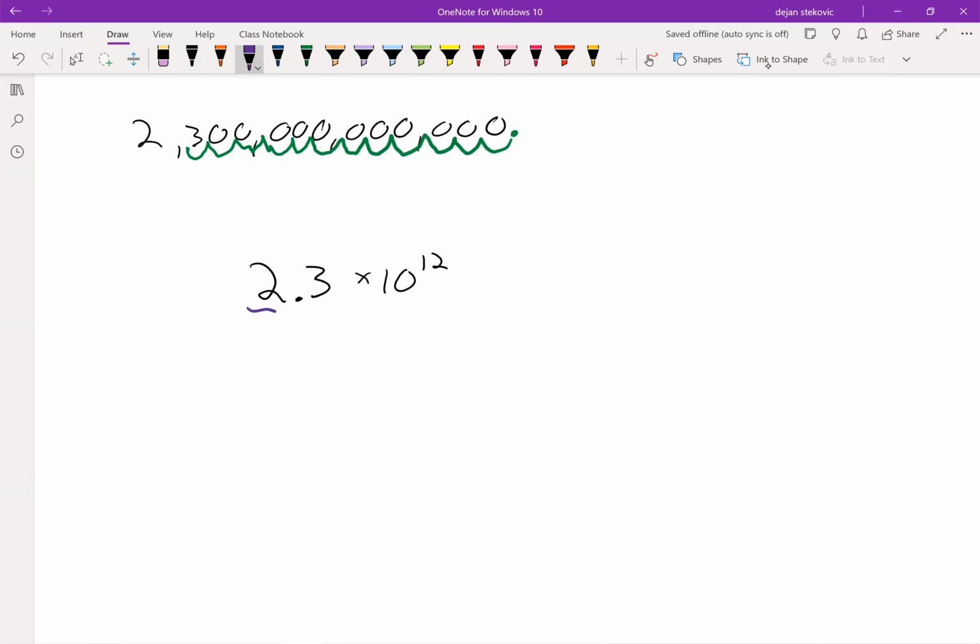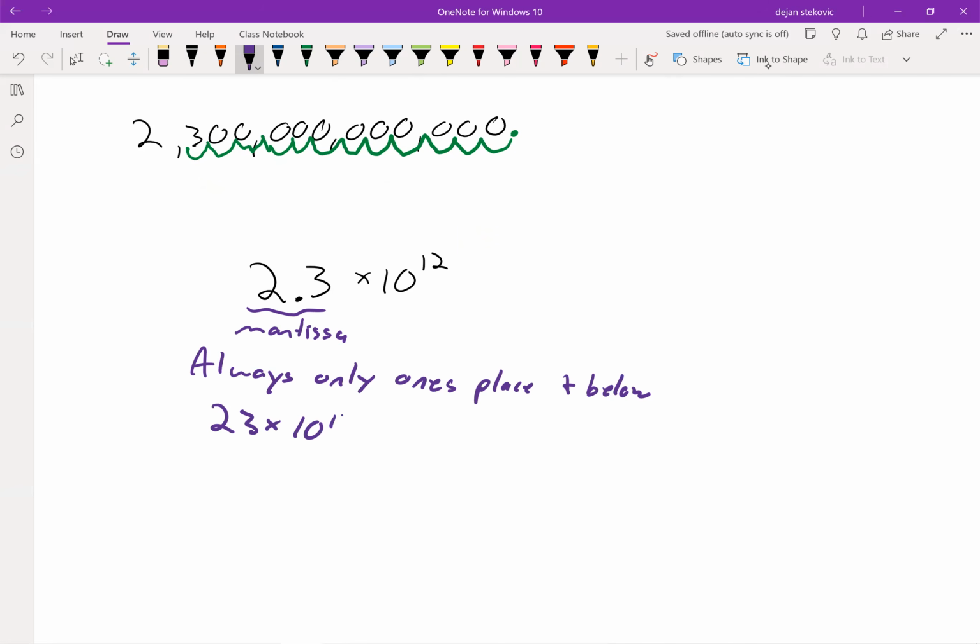And so this part of the number is called the mantissa. You don't have to know that, but it's always only the ones place and below. Right, so for example, you are not allowed to write 23 times 10 to some number. That is incorrect. You are also not allowed to write 0.23 times 10 to some number. That is also incorrect. You have to write it as 2.3. Maybe there are more numbers, 2.345, whatever, but it's always only one number in the ones place and then maybe some decimals.